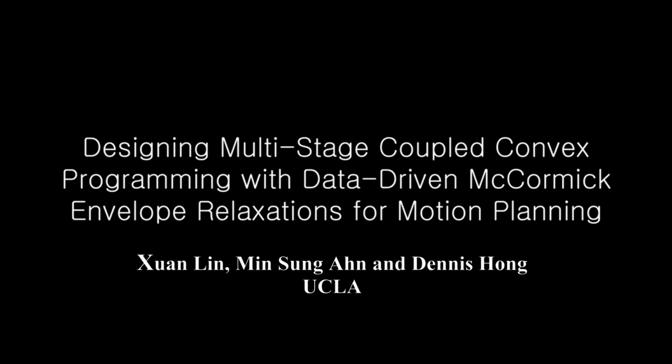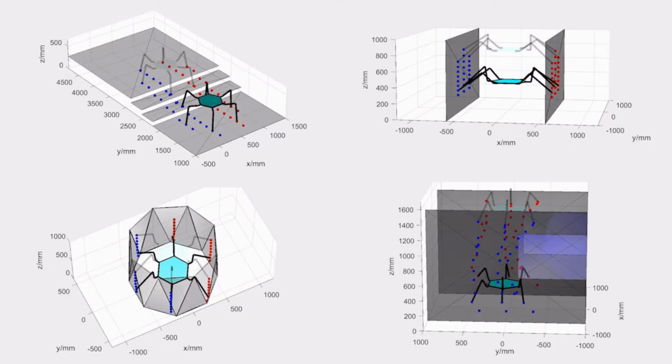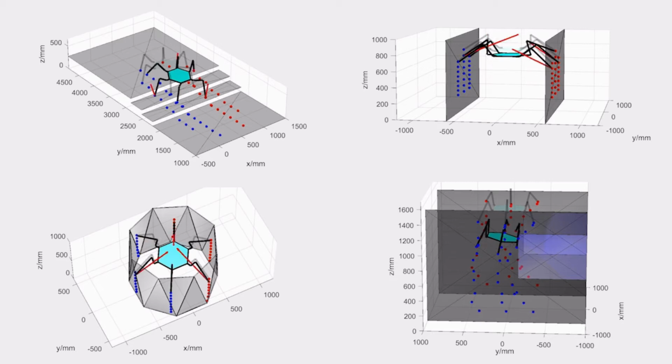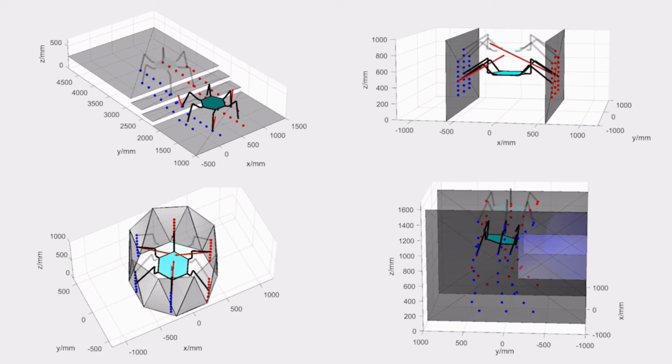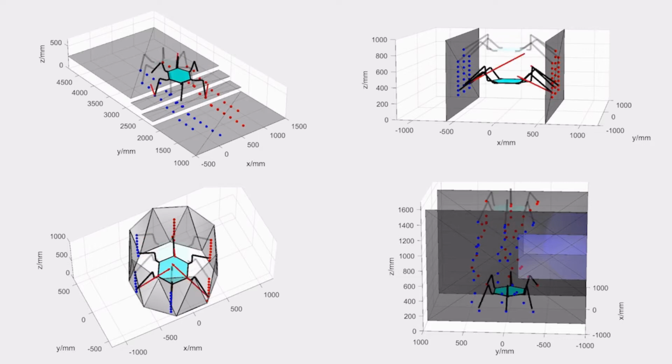We present the work titled Designing Multi-Stage Coupled Convex Programming with Data-Driven McCormick Envelope Relaxations for Motion Planning. In this work, we present the multi-stage convex motion planner with interstage couplings designed by data to address the bilinear constraints to solve multiple types of locomotion problems.